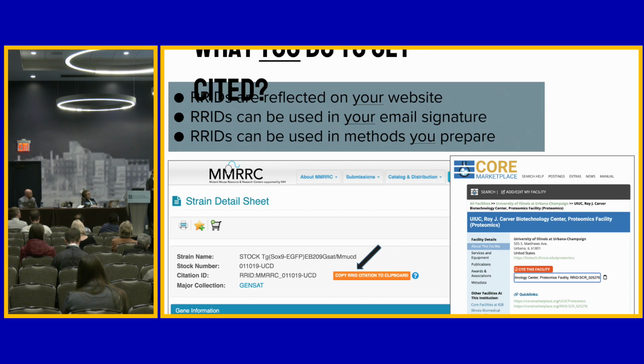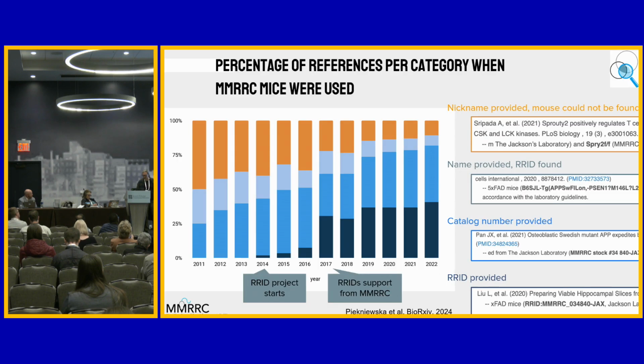So as I said, if you have a 5-paragraph essay, not going to work. But if you have something that's really easy, and this is the website for one of our cores here from the core marketplace, there's a little "cite this facility." This echoes exactly your RRID for your core. So if you're registered with Core Marketplace, you already have this thing. Use it.